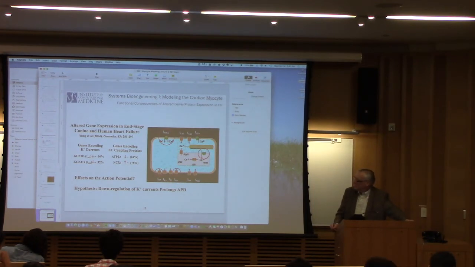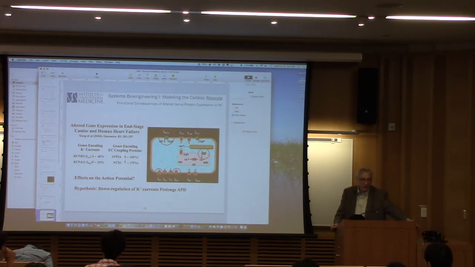Two other findings. I'm calling it ATP2A, that's the gene name. This is the SERCA pump. It was downregulated by 50% or 60%. It's this pump here, and that's the pump that transports calcium into the SR. So there's fewer of them. And then the sodium calcium exchanger pump, you know, that helps extrude calcium from the cell during diastole.